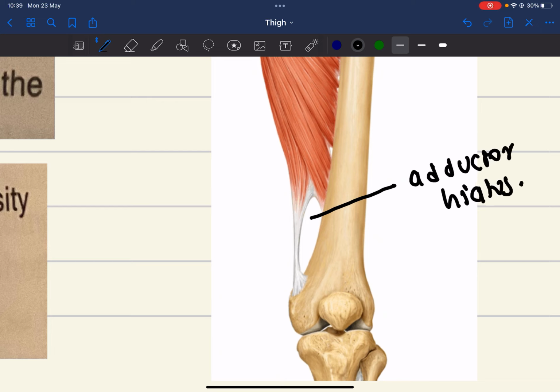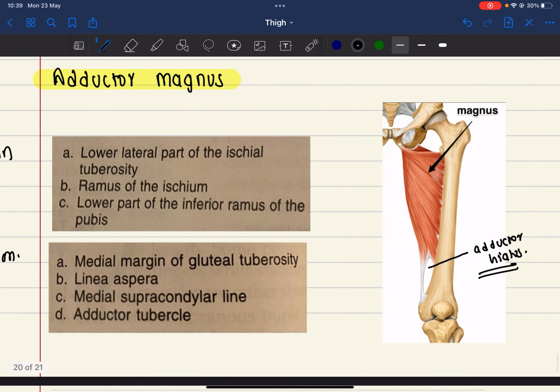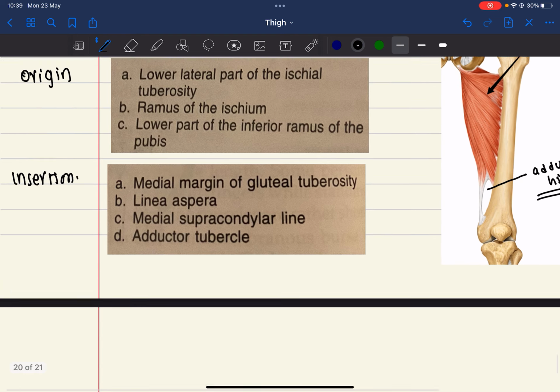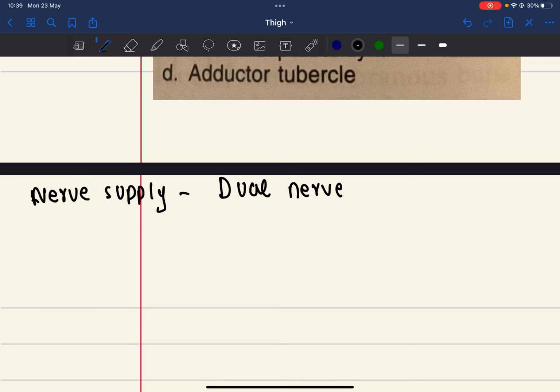Adductor hiatus, so it allows the passage of the femoral vessels, femoral vein and artery pass गर्छ यसबाट from the adductor canal to the popliteal fossa. So this was about the adductor hiatus and adductor magnus. त्यस्तै गरी यसको nerve supply. Nerve supply, it has a dual nerve supply.